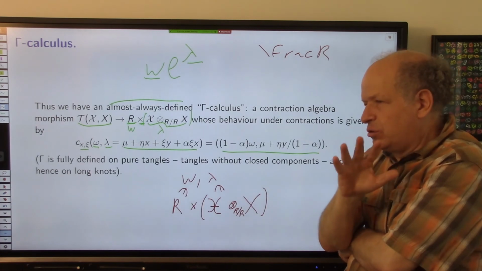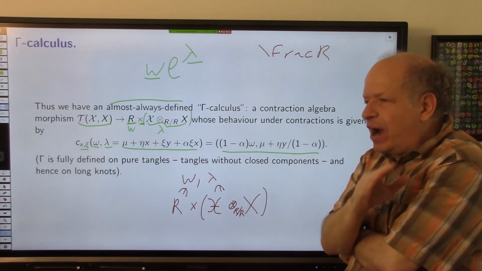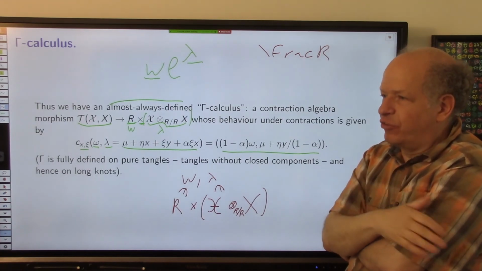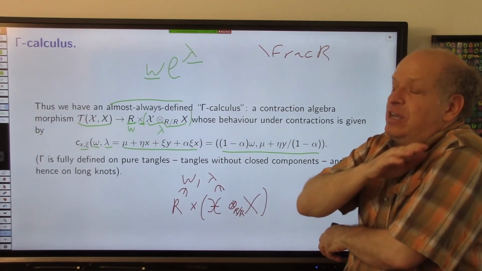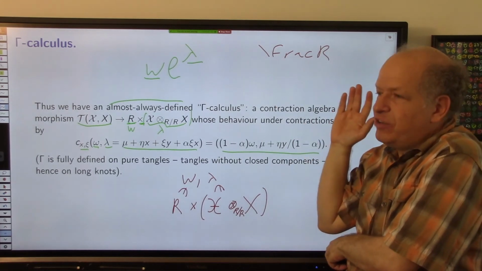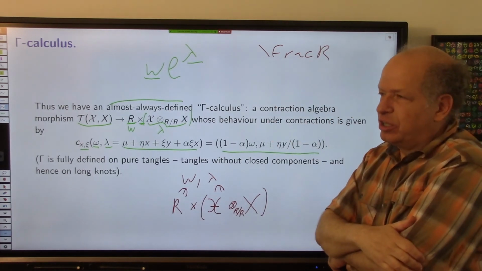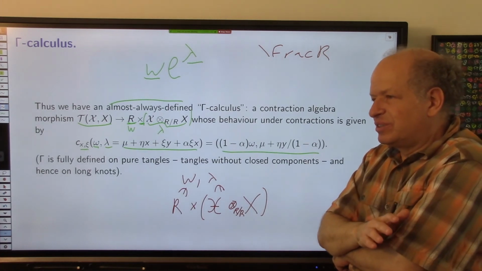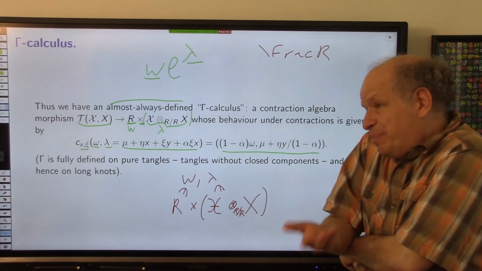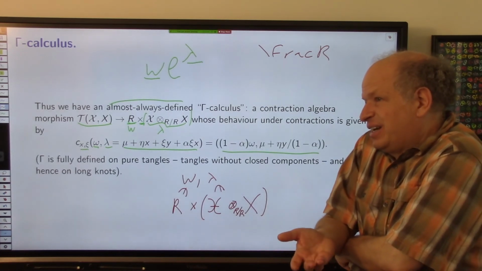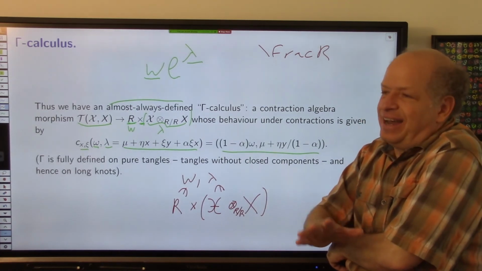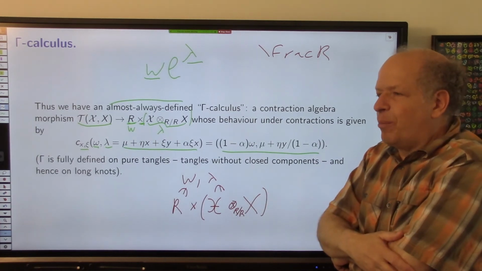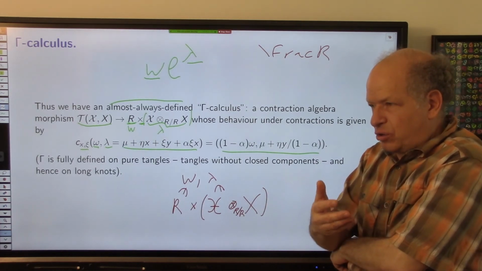In this A calculus, you are allowed to have closed components. Everything works perfectly for closed components. If all the components are closed, you get 0. You can prove you get 0. It's still allowed, it just happens to be 0.